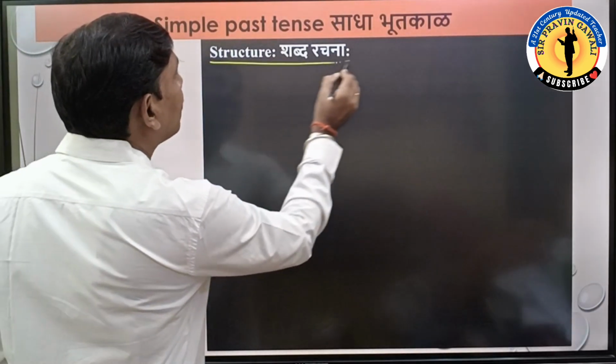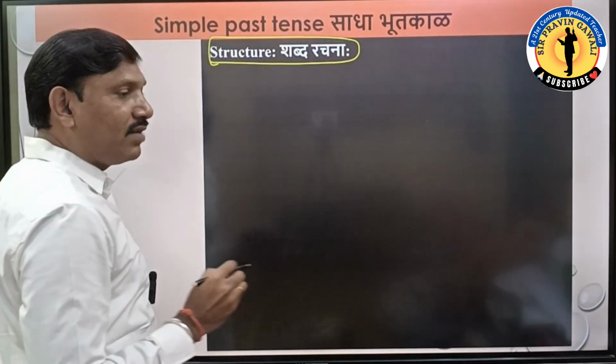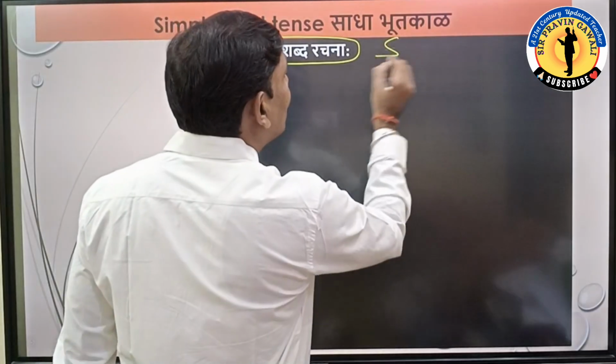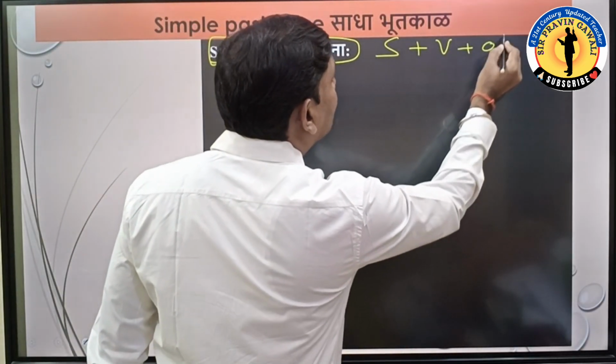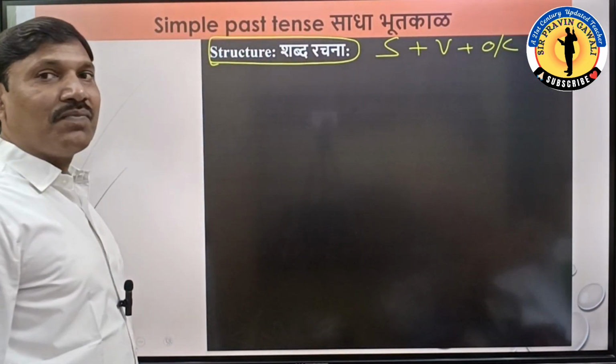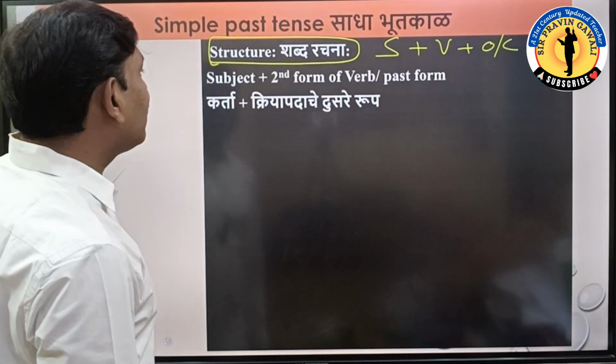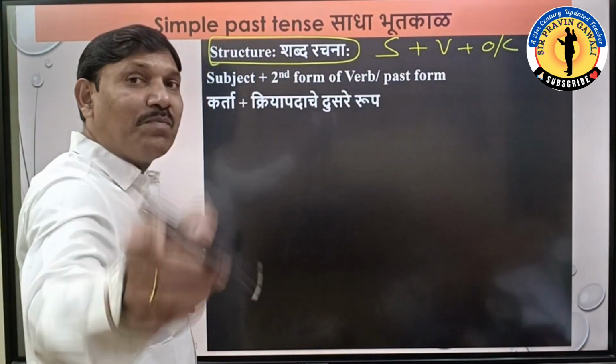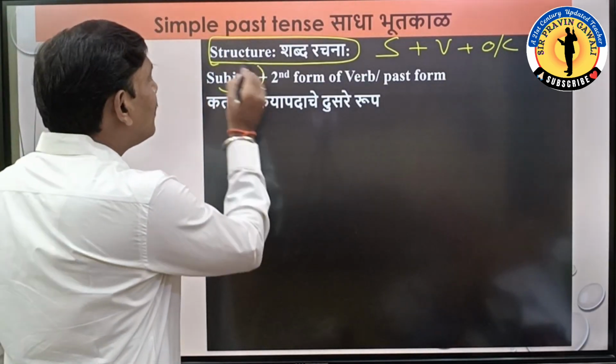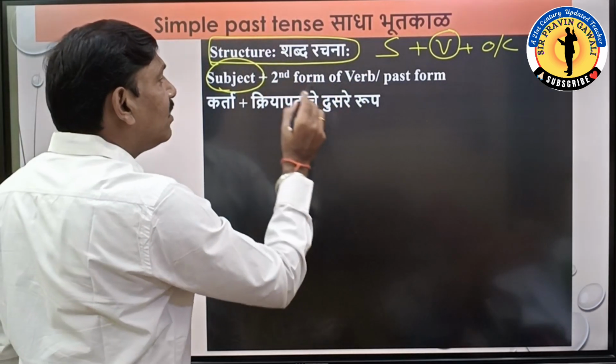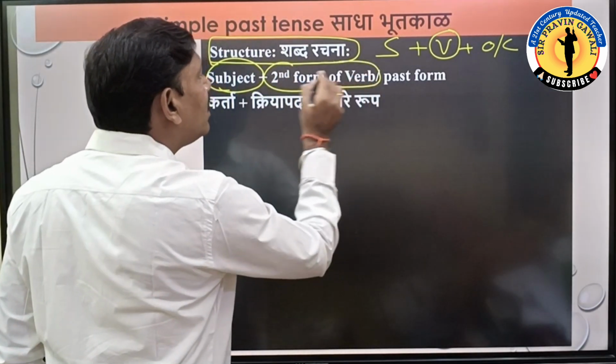Let's have the structure now. We know that in any sentence there will be subject plus verb plus object, otherwise complement will be there. So what will be the structure in the simple past tense, student? Subject will be there. Now here in this structure, the second form of the verb will be used.